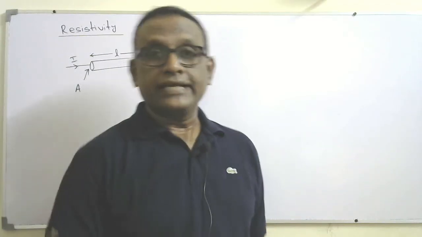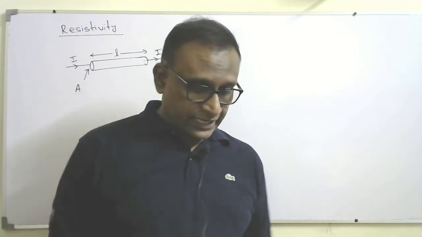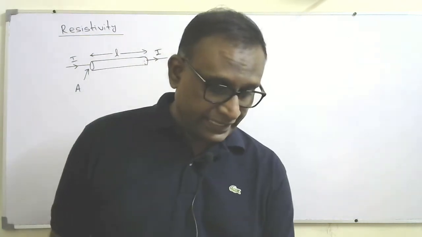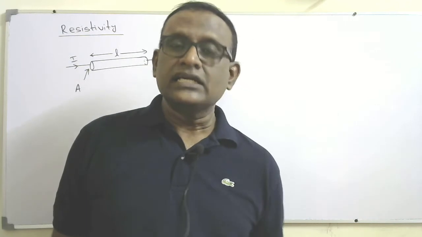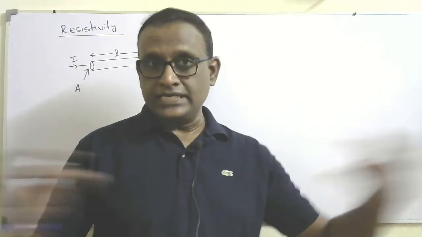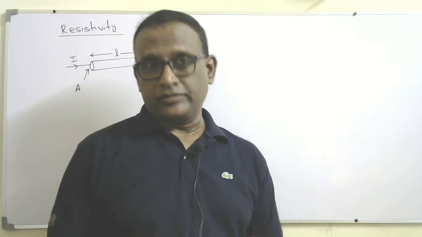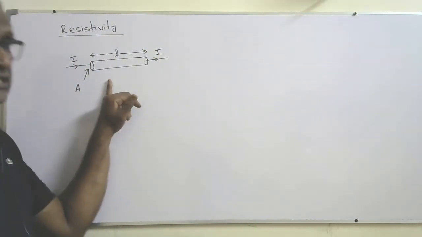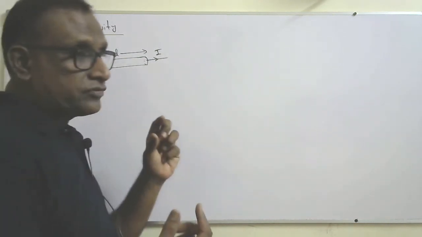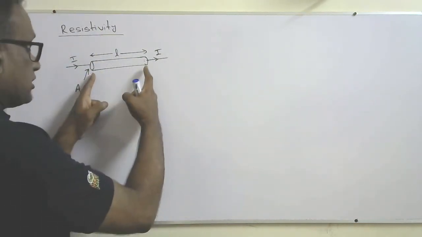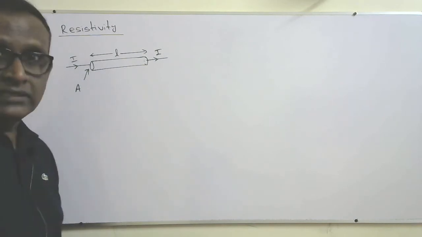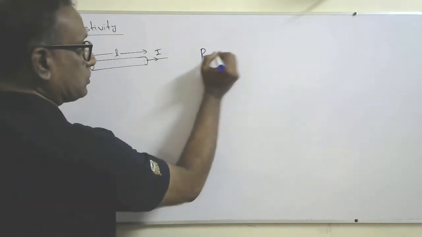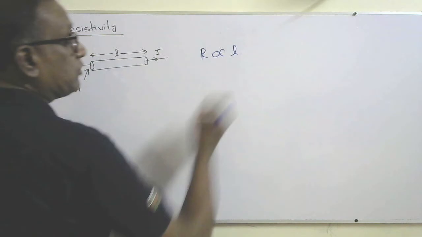Okay, so the next topic is resistivity. It's actually something related to a property of a material. When we consider a wire, it can be a cylindrical wire or a strip or rectangular shape, whatever it is. For a wire, the resistance of the wire. So what do we mean by resistance of the wire? The resistance across two points of a wire is directly proportional to the length between those two points.